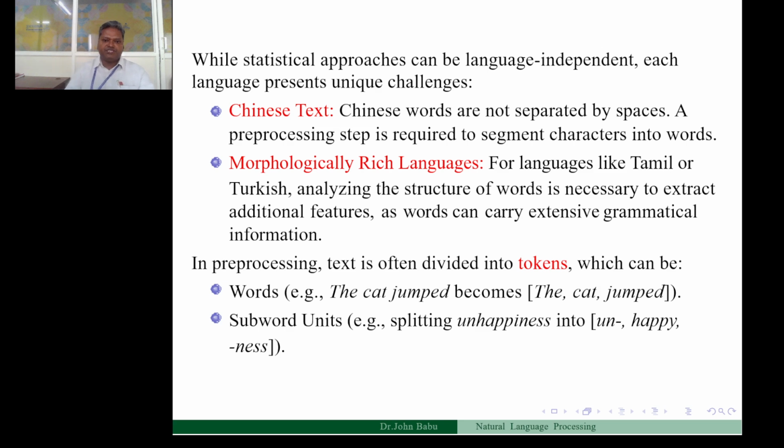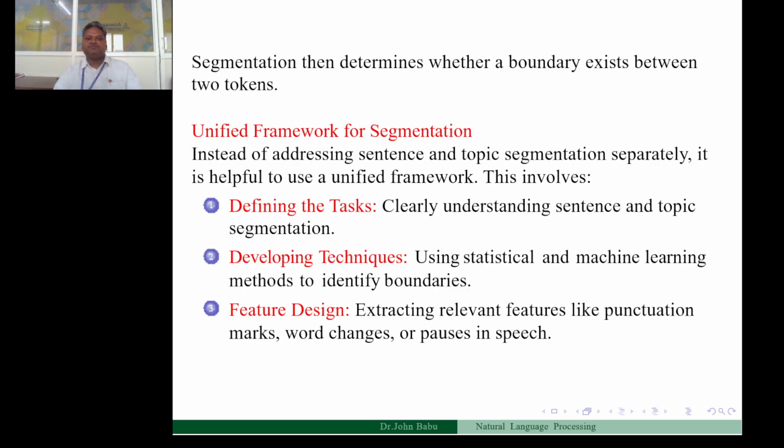For example, if you take Chinese or Tibetan text, they don't use gaps just like we do. Here, "the cat jumped," there are spaces, but in the Chinese language there will not be any gap between the words. It will be continuous text, and we have to analyze it. That will become very difficult. And secondly, there are certain languages like Tamil or Turkish. They are morphologically rich, which means one word can carry different meanings based on the context. So we are going to deal with this.